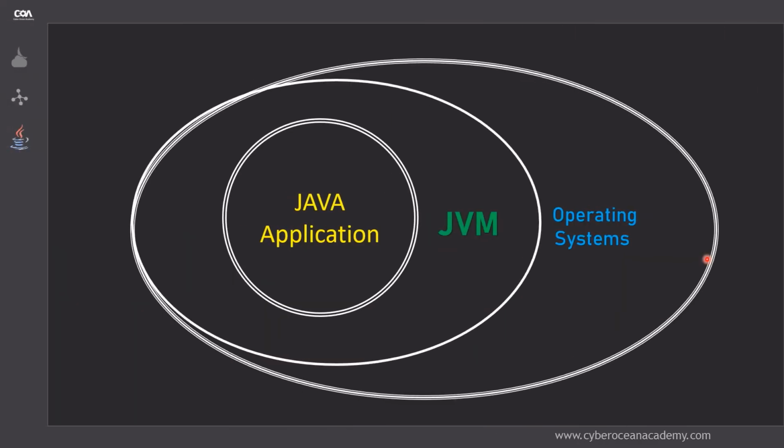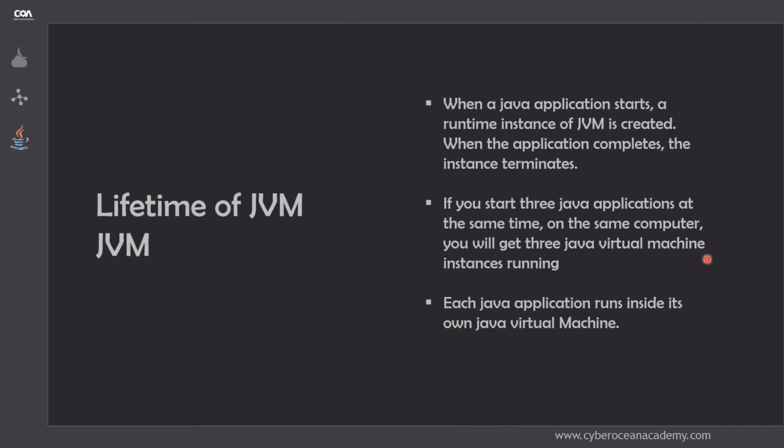Here you can see how a Java application is converted into machine code with the help of JVM. For every Java application, an instance of JVM is created. So it is an intermediate between the Java application and the operating system. So what is the lifetime of a JVM, guys?